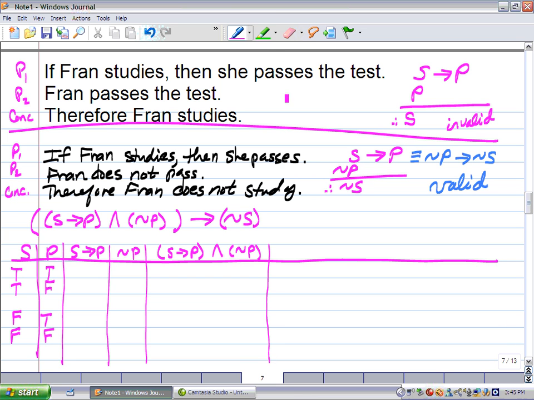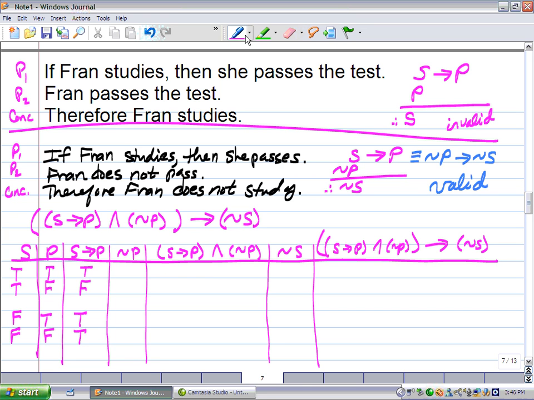Okay, so we've gotten that first parenthesis done. Now we've got to do this one on the right, the not S. And finally, our last step would be the entire thing. The S implies P, and the not P together imply the not S. Remember, if we have an F or false anywhere in this column, then the argument will be invalid. The only way it can be valid is if they're all true. So let's start with S implies P. True implies true is true. The only one that's false is true implies false. So both of these are also true.